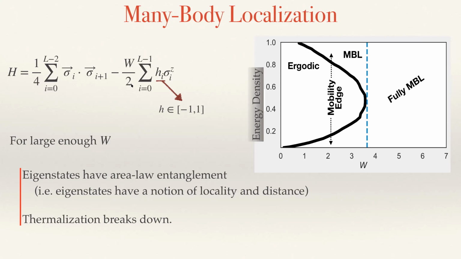And so almost all many-body localization is interaction plus disorder. In this case, the disorder is an on-site magnetic field. These h's are chosen randomly between -1 and 1. And the coupling constant, the thing that we're going to tune, is this W, which is the strength of the disorder.